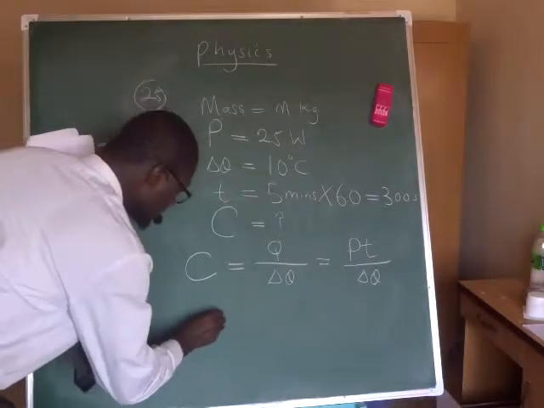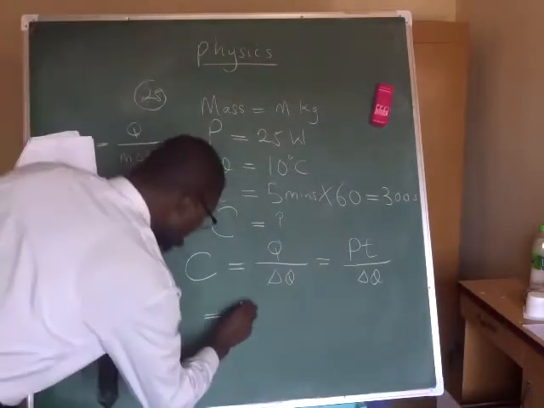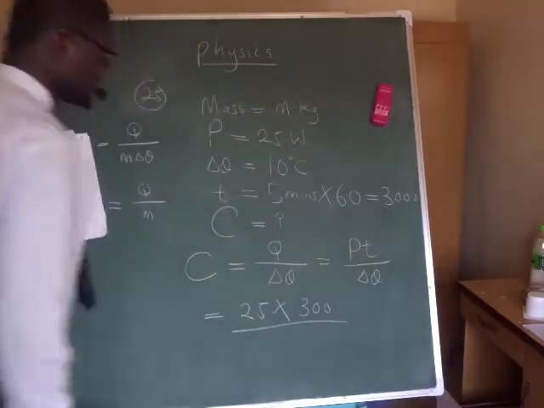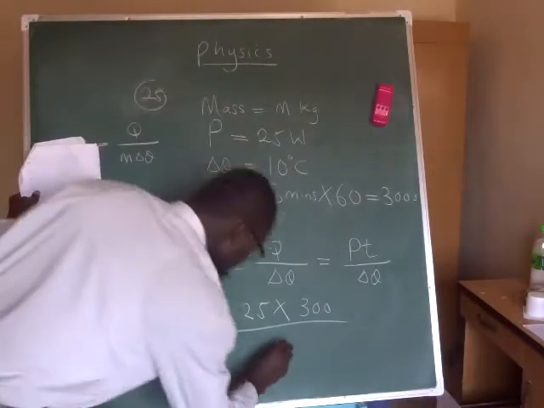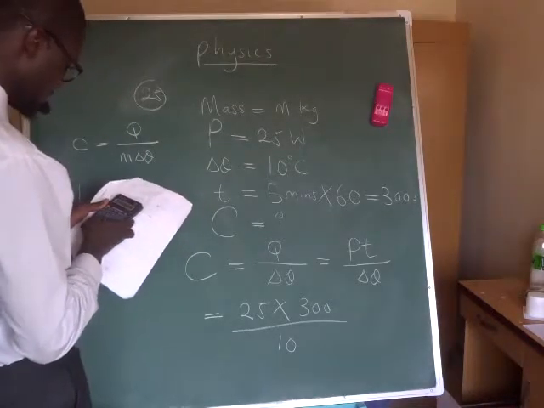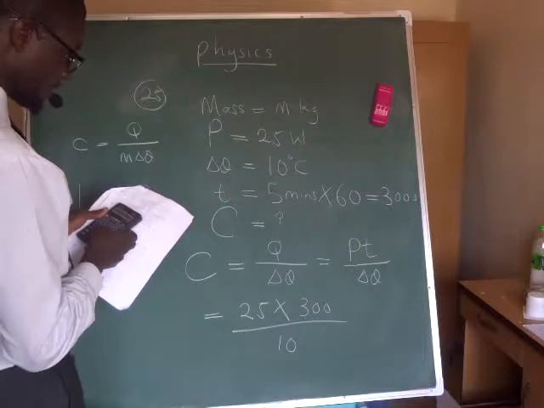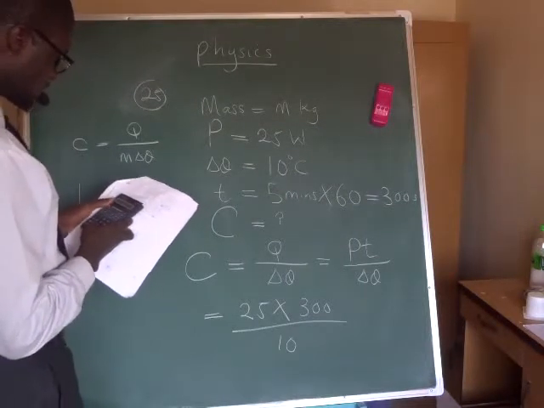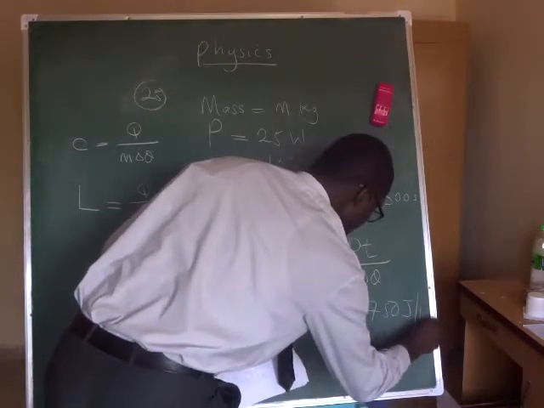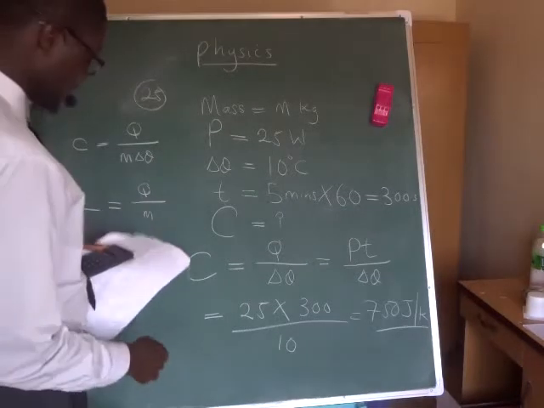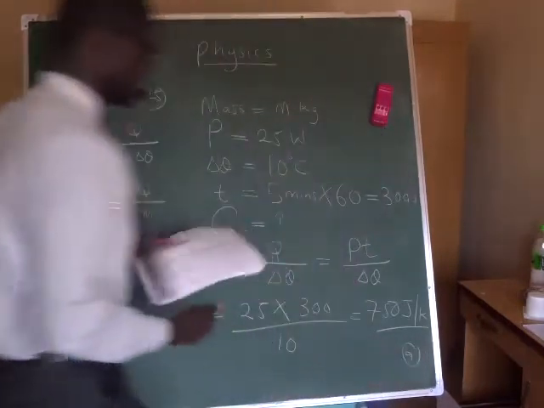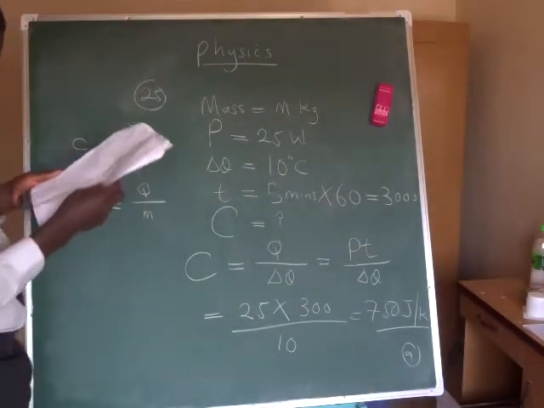So it means my heat capacity is my power, 25, multiplied by my time, 300, all divided by change in temperature, 10. So let's see, 25 multiplied by 300 divided by 10. So I have 750 joules per Kelvin. So let's see what option that is. That's option A. So the answer is option A, question 25.